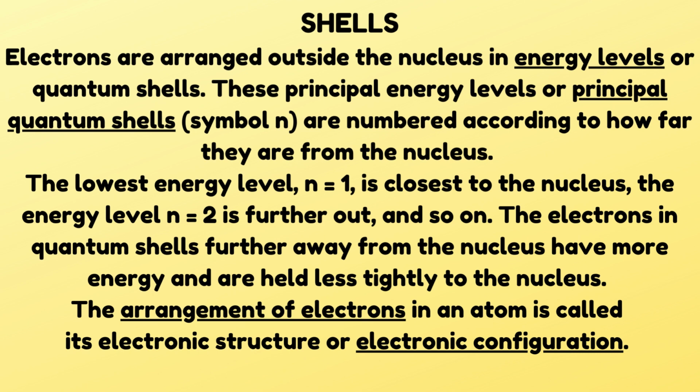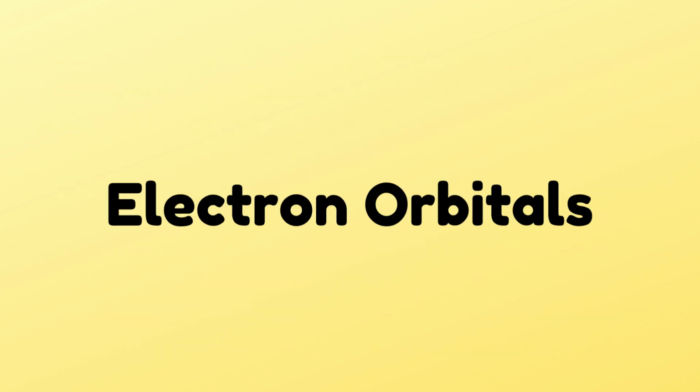So this is the arrangement of electrons. When you arrange electrons outside the nucleus, that is called electronic configuration. So this arrangement is called electronic arrangement or electronic configuration. So now we will see what are electron orbitals.